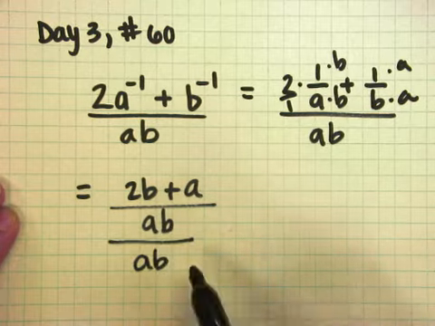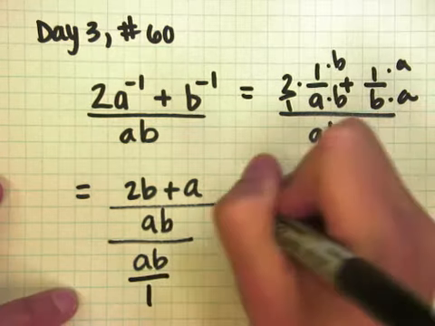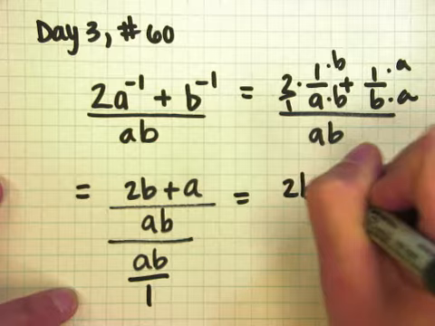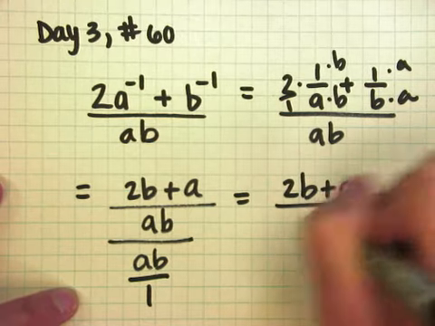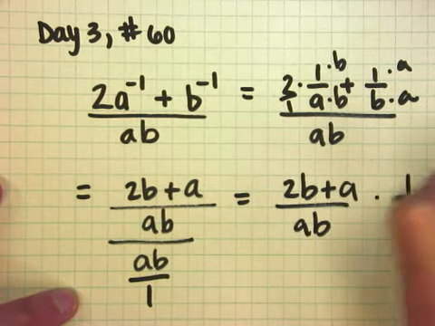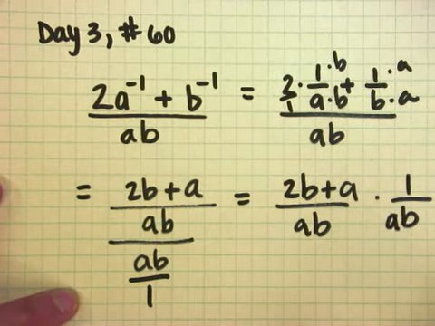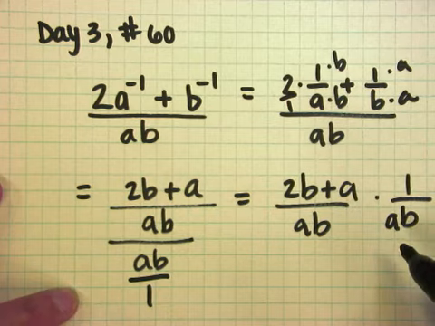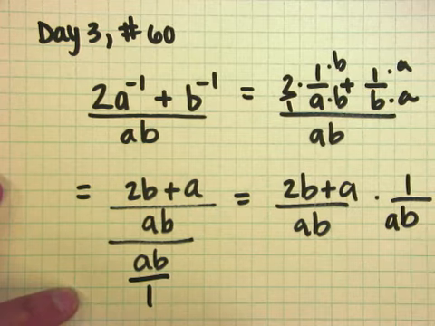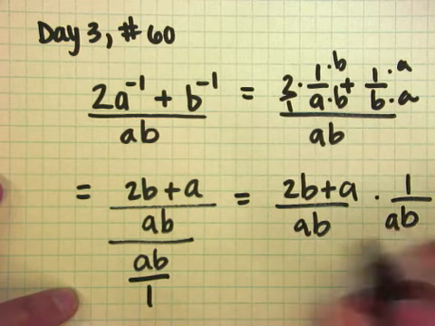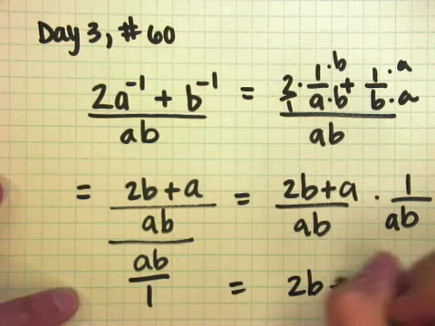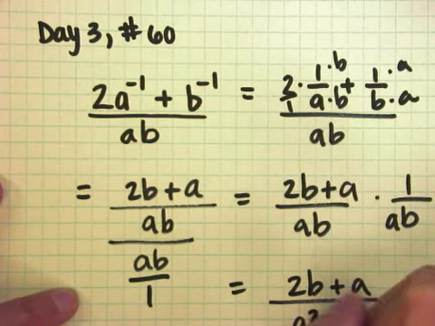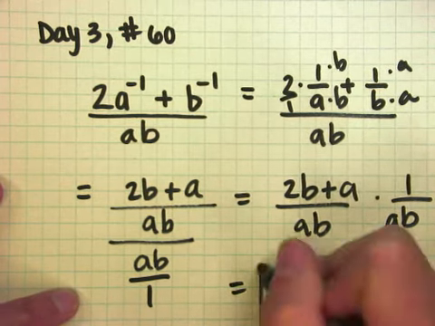Okay. So then dividing fractions is easy as pi. Flip the bottom and multiply. My 2b plus a over ab is multiplied by 1 over ab. Let's see, did I flip that right? I did. And so then I get ab times ab is 2b plus a over a squared b squared. And you're done.